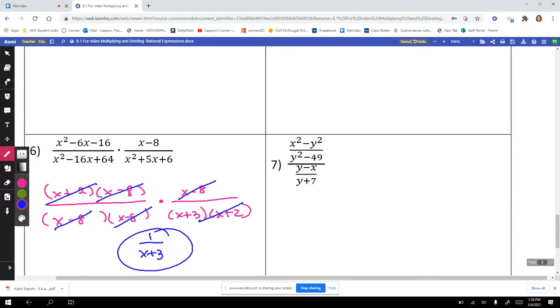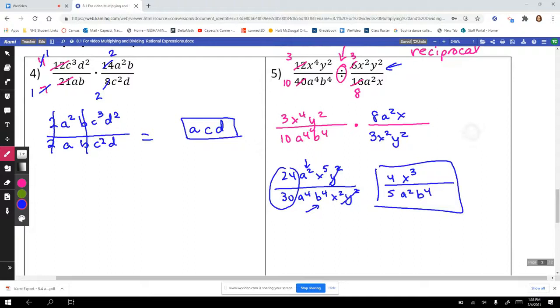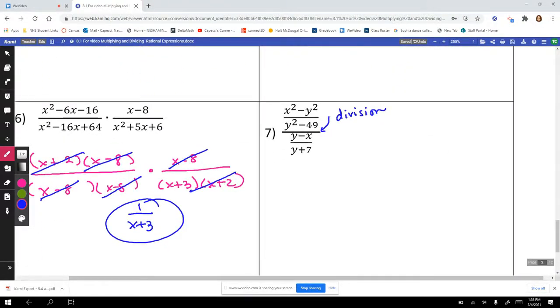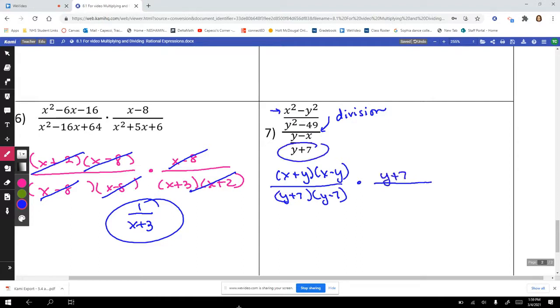All right, looking at number 7, remember this right here, that's division. So it's similar to the problem in number 5 that we have, but it's just written differently. So again, I'm going to start to pull things apart. So my numerator right here gives me x plus y and x minus y, right? It's a difference of 2 squares, a perfect square minus a perfect square. Same thing on the bottom, y plus 7 and y minus 7. Now I'm going to change that division to multiplication. So my denominator becomes my numerator, and my numerator becomes my denominator.